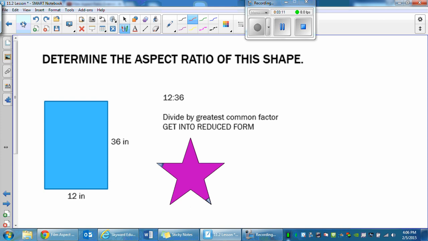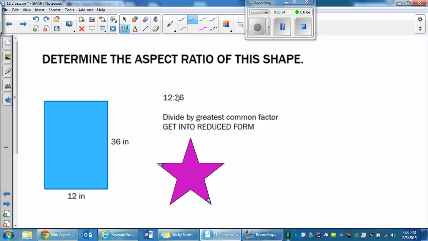Okay, I hope you got a little history there of the aspect ratios and television. So now it's time to do some math with that. First, we're going to determine the aspect ratio of this shape. Let's say this is a picture, because that's what the aspect ratio is usually used for. It's the width compared to the height here, so 12:36.